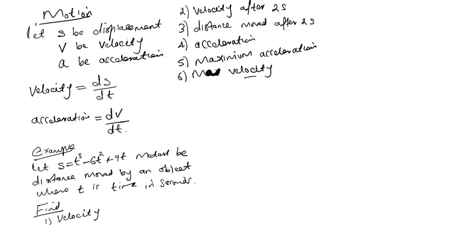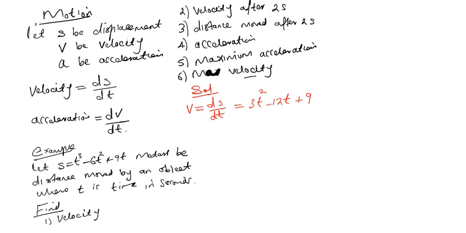So this is very simple. We can write the solution here, and we start with the first one, velocity. So what is velocity? It is change in s over change in t. So the derivative of s with respect to t is what? It is 3t squared minus 12t plus 9.